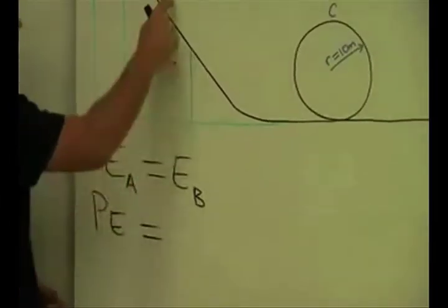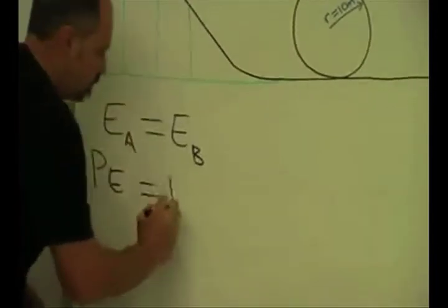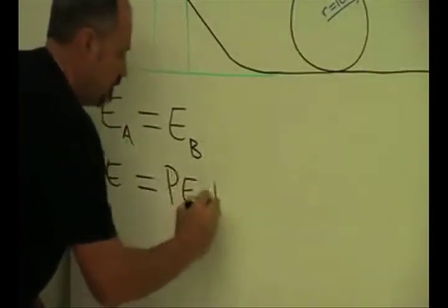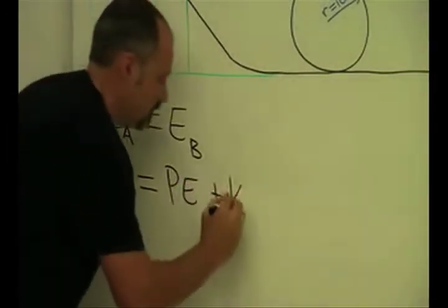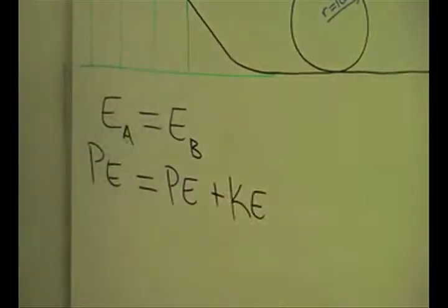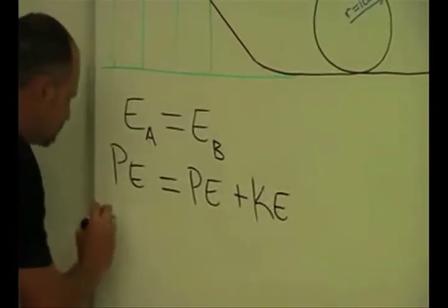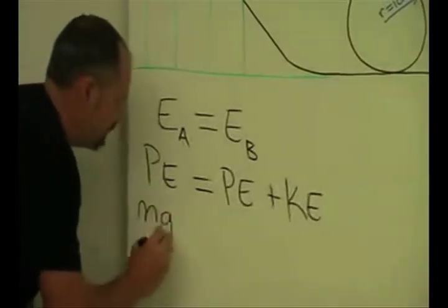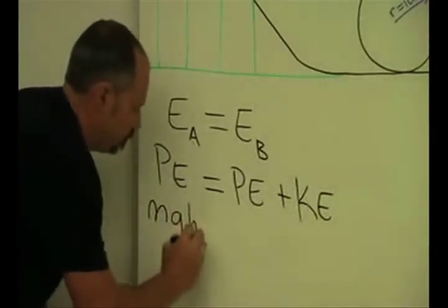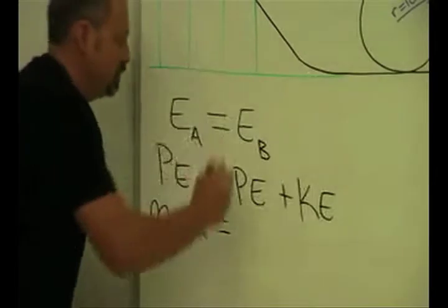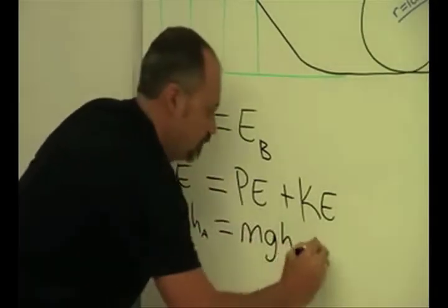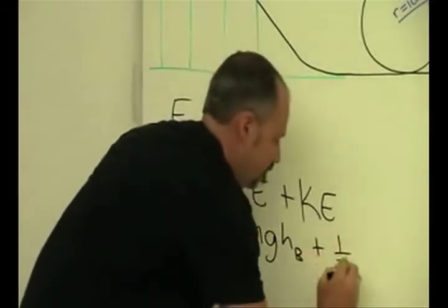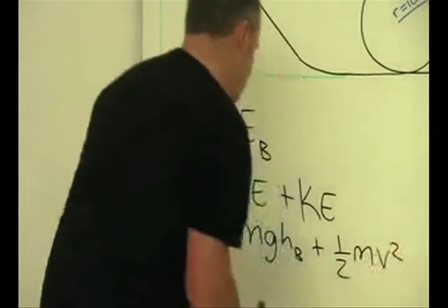Well, at point B, you're still 25 meters off the ground. So you have potential energy plus it's going to be moving. So we have kinetic energy as well. Now we can plug in the numbers. The potential energy of gravity is mgh, where it's h at point A. That equals mgh at point B, plus the kinetic energy, 1/2 mv squared.